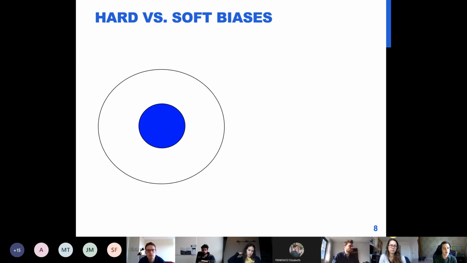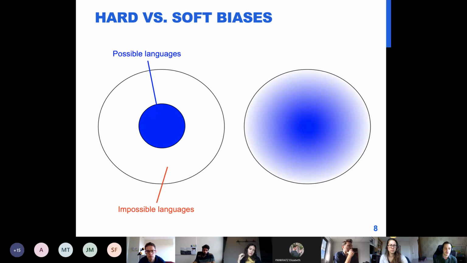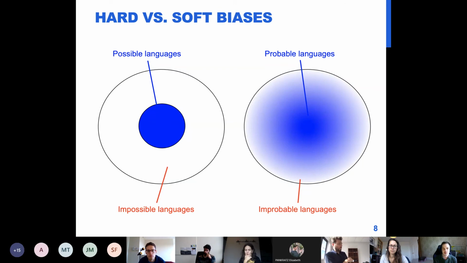And just a quick visual of this: the traditional view will have this very sharp separation between what's a possible language and what's an impossible language. And the soft bias view would have this more glossy kind of view of what's a probable language. And then on the outskirts, you maybe have what's an improbable language. So I look at things, and I think probably most of us who do this kind of research look at things more on the soft bias view here, where you have probable and improbable languages.